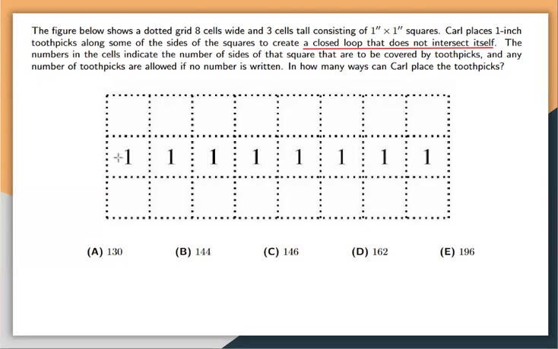The number in the cells indicates the number of sides of that square that are covered by toothpicks. So for the square with a one in the middle, only one of its sides should have a toothpick, not more than once. But for the other ones there is no number, so it could be any number. How many ways can Carl place these toothpicks?